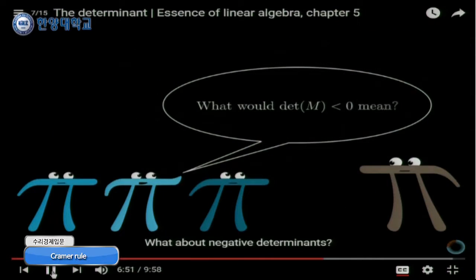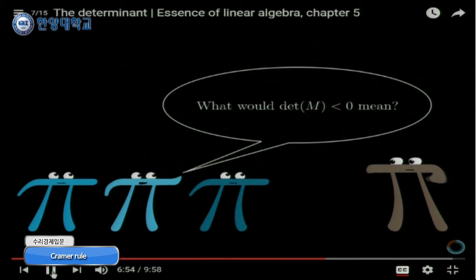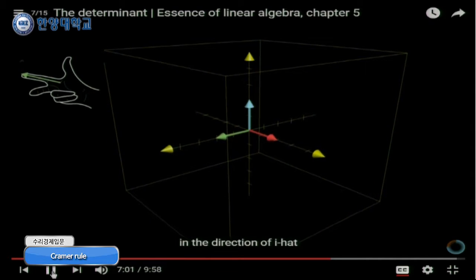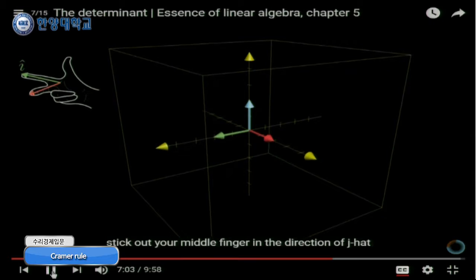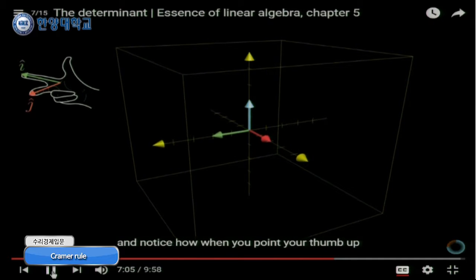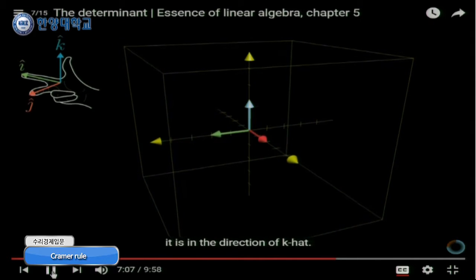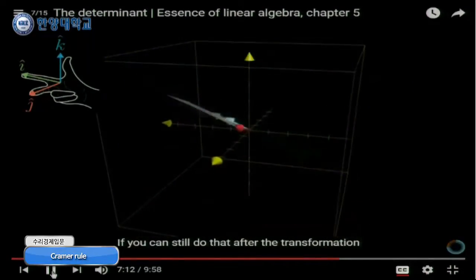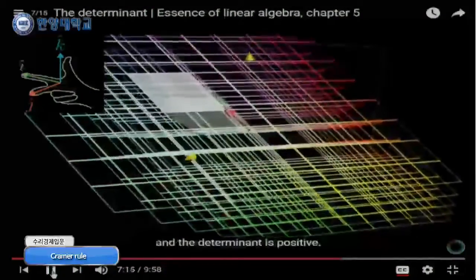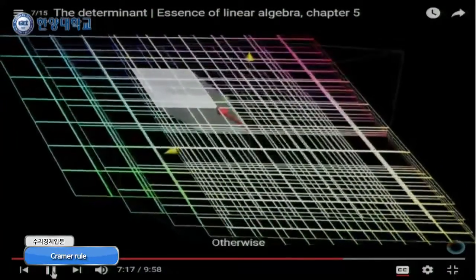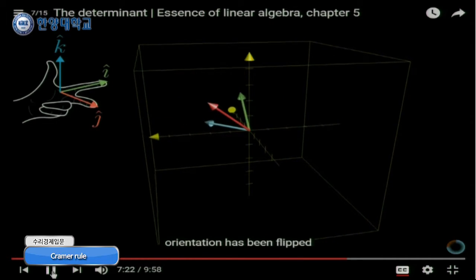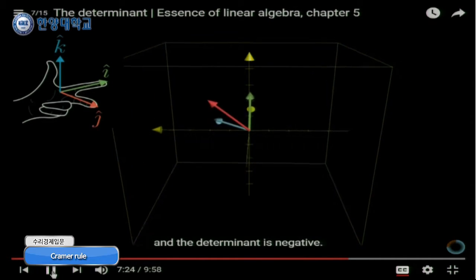What about negative determinants? What should that mean for 3 dimensions? One way to describe orientation in 3D is with the right hand rule. Point the forefinger of your right hand in the direction of i hat, stick out your middle finger in the direction of j hat, and notice how when you point your thumb up, it's in the direction of k hat. If you can still do that after the transformation, orientation has not changed, and the determinant is positive. Otherwise, if after the transformation it only makes sense to do that with your left hand, orientation has been flipped, and the determinant is negative.